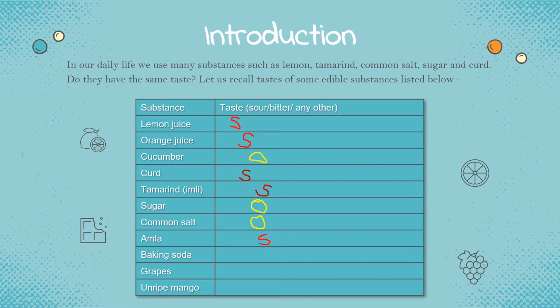Baking soda. Now, you guys probably have not tried baking soda because it's not something you eat. It's used to make cakes, right? But it tastes really bitter. Grapes. Grapes also sour, so S. And even unripe mango is sour. Now, to all the guys who got it right, congrats. Now, how will this help us going forward? Well, remember we were learning about acids and bases, right? So acids and bases have different tastes, and we can use that to identify them. Now I'll tell you which one is sour and which one is bitter in the next slide. So let's move on.